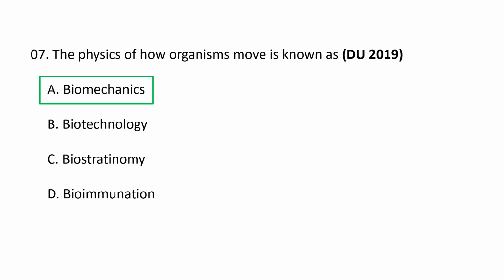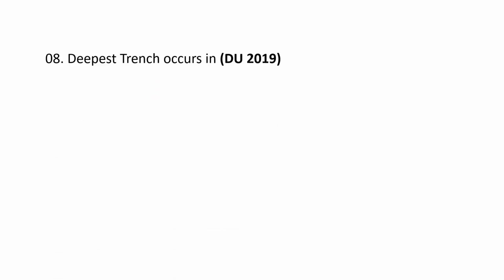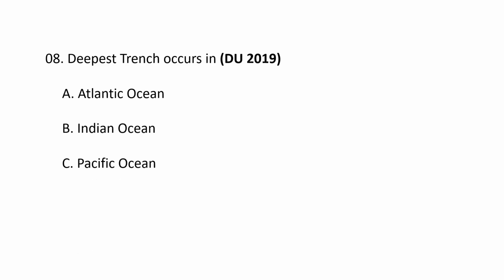So the physics of how organisms move is known as A. biomechanics. Next question. Deepest trench occurs in, this is also a simple question, A. Atlantic Ocean, B. Indian Ocean, C. Pacific Ocean, and D. Arctic Ocean. Deepest trench occurs in the Pacific Ocean.